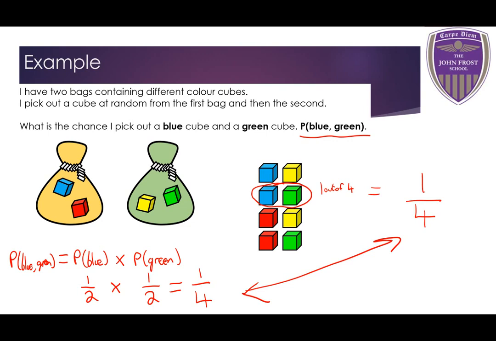Okay, so not only can we show this visually by physically drawing out and counting all the outcomes, but also using maths, all we have to do is multiply the probability of the first event happening by the second event happening. Let's have a look at another example.